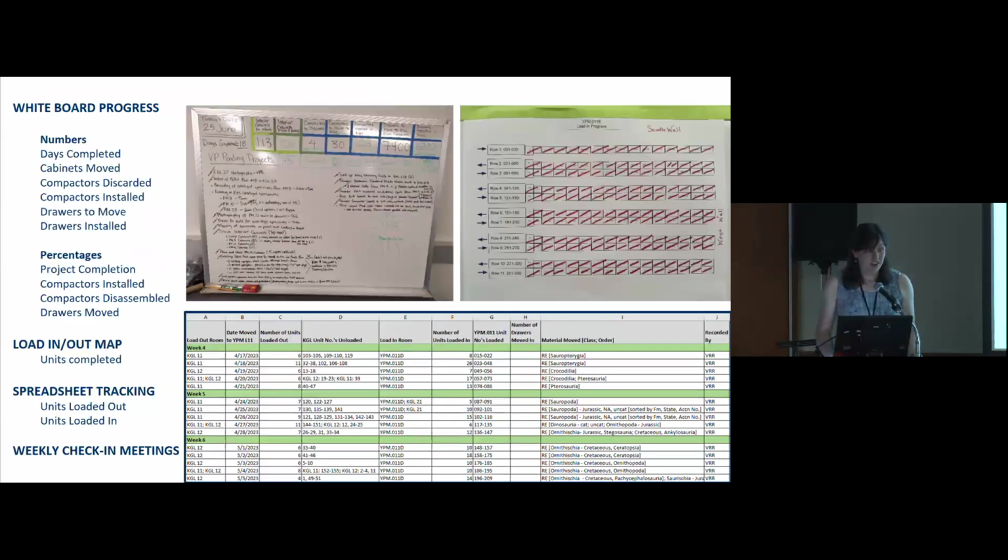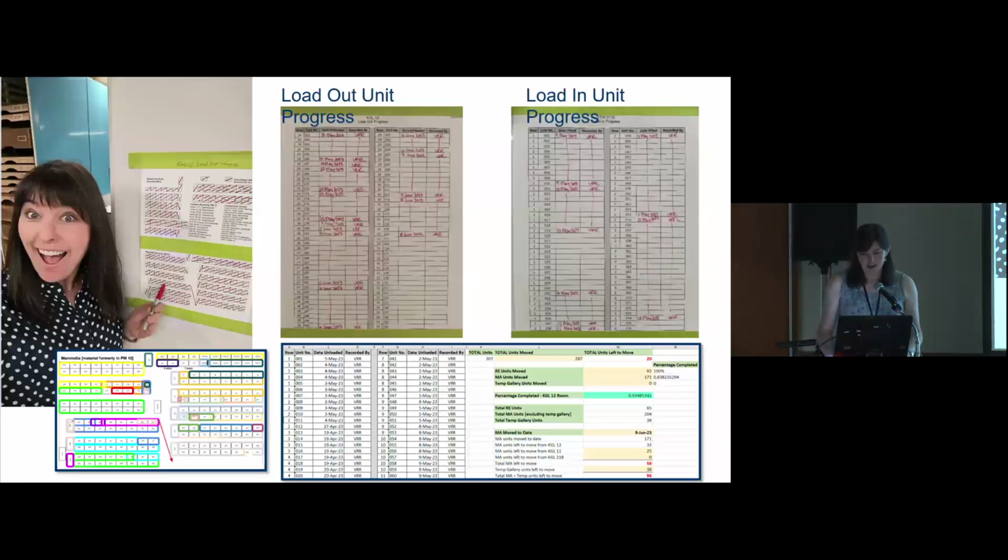And we track this on a daily basis, very high tech, on a whiteboard. And I would just go through for the day as I marked off what we had moved and what we had loaded in and out, and kept record of the statistics there. And it was just a great visual motivator too for our staff to see the progress that we were making.